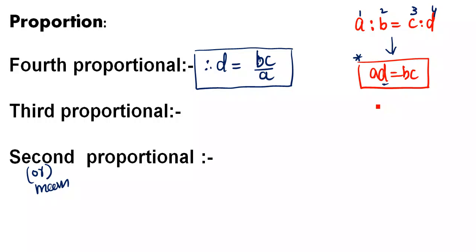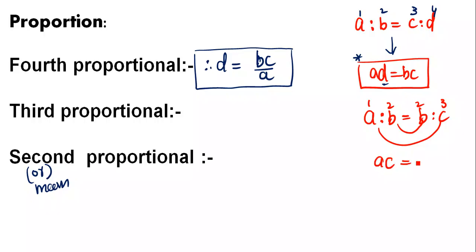Right, and coming to the second one, third proportion. A is to B is equal to B is to C. Here we don't need D. 1, 2, 2, 3. Okay? What is the proportion formation? AD is equal to BC.